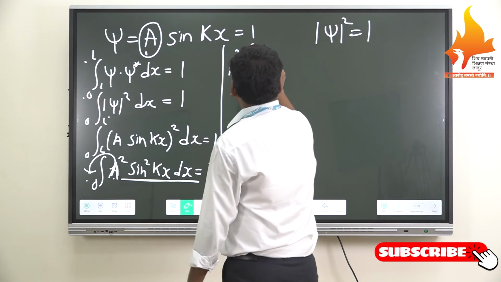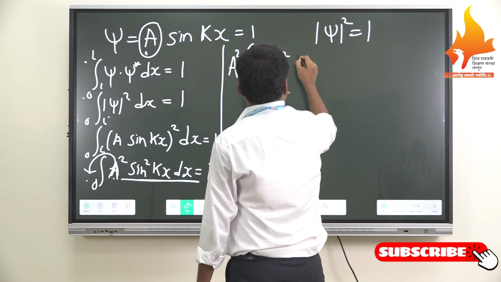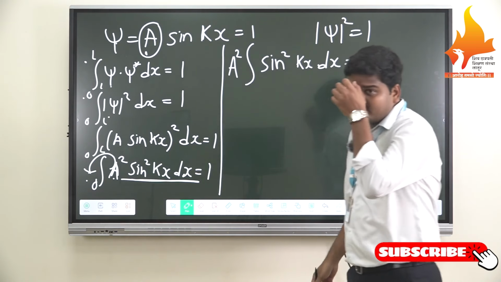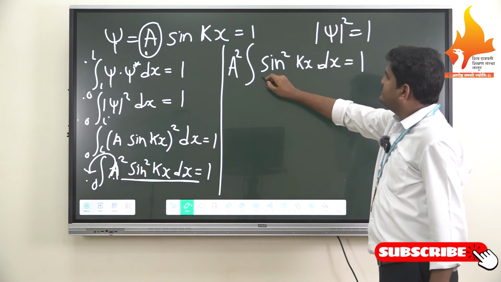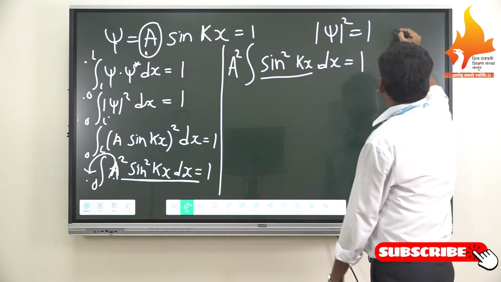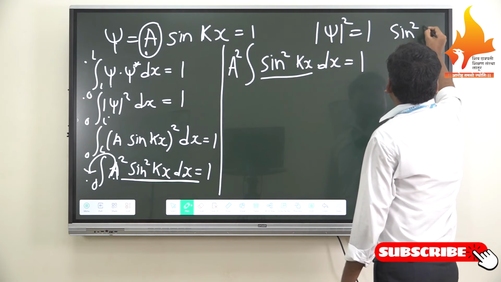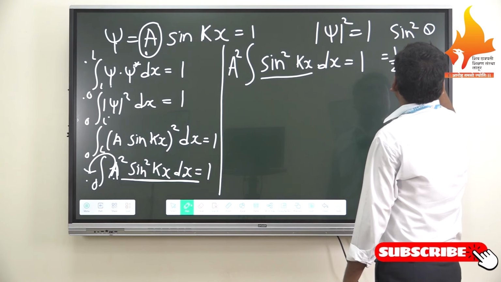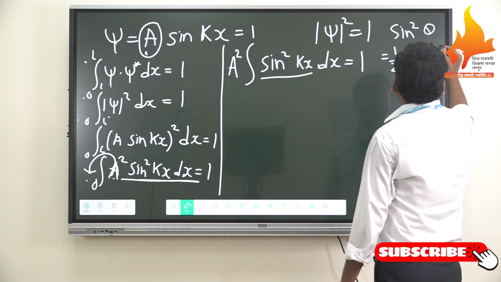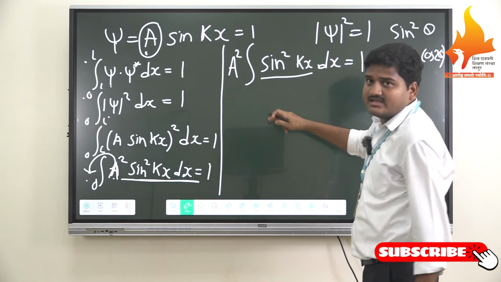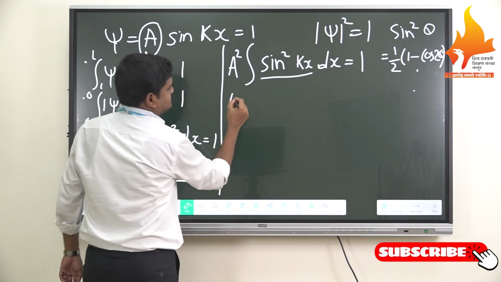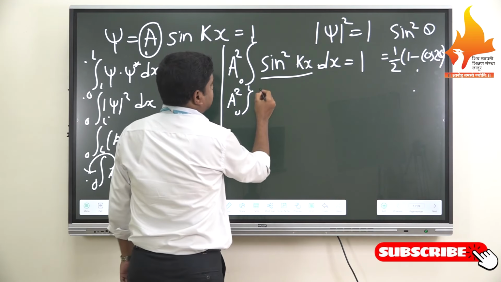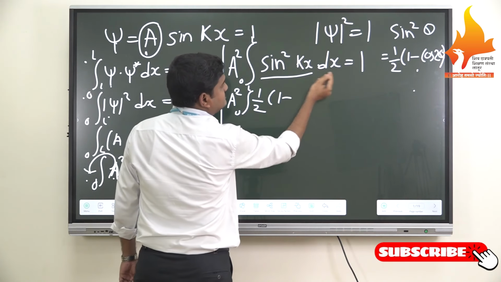Now we have to take sine square kx into dx equal to 1. From trigonometric calculus we can find the value of sine square of any function. Here we take theta, and the value comes out as 1 by 2 in brackets 1 minus cos of 2 theta. Applying this to our equation, we get a square outside, 0 to L, sine square is 1 half into 1 minus cos of 2 theta.